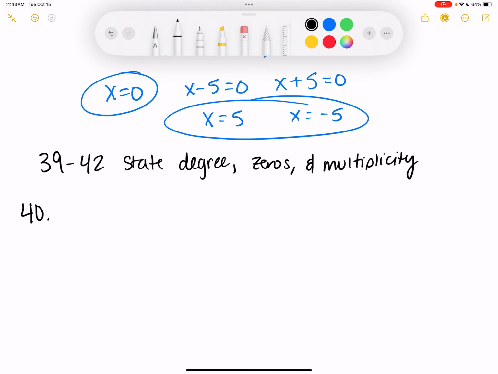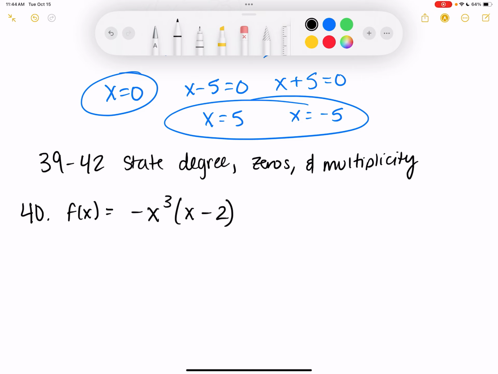So 40, I have f of x equals negative x cubed times x minus 2. So before I start answering all those questions, I need to find out, is this in standard form? Tristan says no. That's correct. Why is it not in standard form? Yep. So it being written in this form is going to help me with zeros and with multiplicity, but it's not going to help me with the degree, okay?